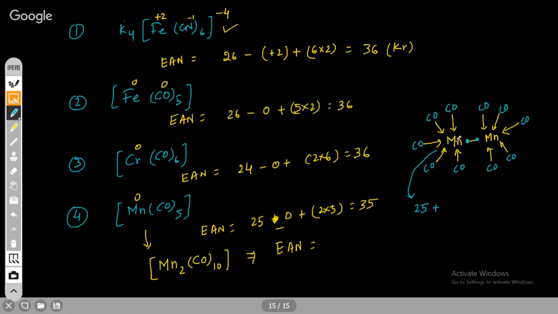So 25 is the atomic number, 10 electrons donated from the ligands, plus, you see, when I say 25, I am counting the electron of this manganese, correct? But this electron, which is of the other manganese atom, I am not counting, right? So for this electron, we have to add 1 over here, and that's why this becomes 36. Same will be for this manganese, and hence the effective atomic number for Mn2(CO)10 is 36, which is the inert gas configuration. That is why Mn(CO)5 dimerizes, and it exists in this form, not in this form.